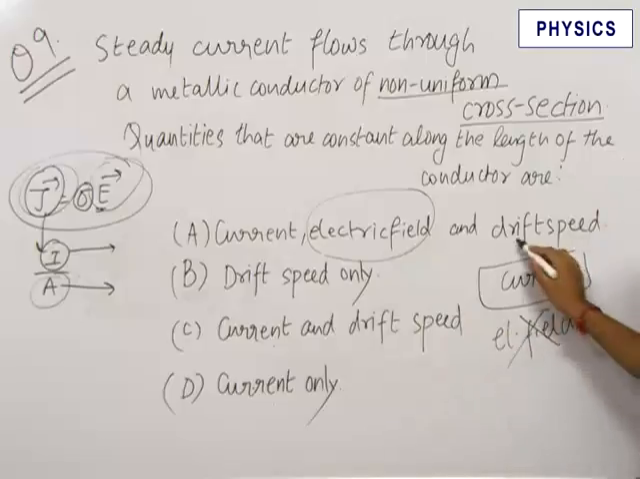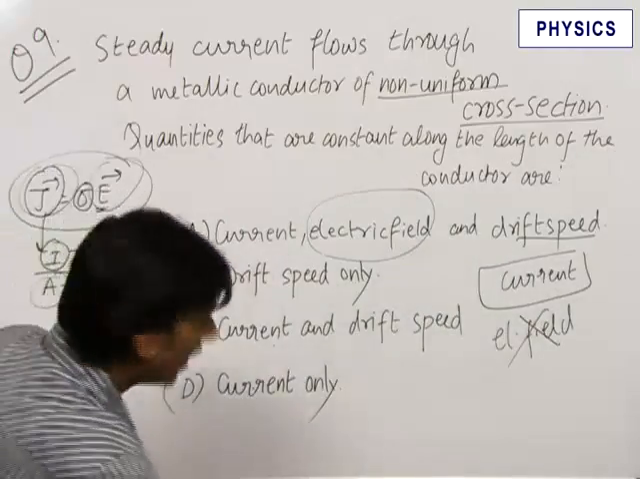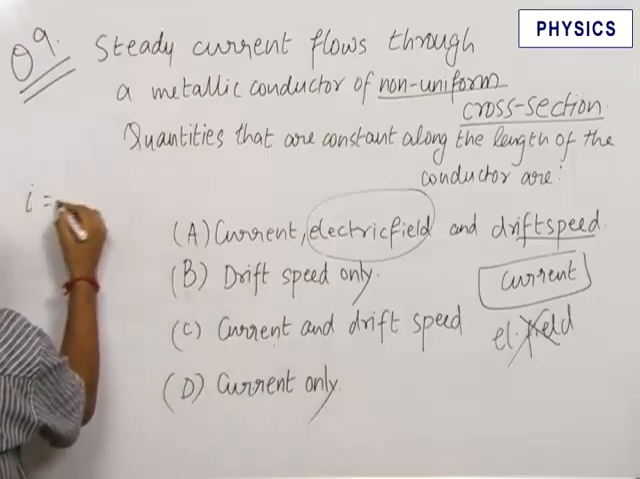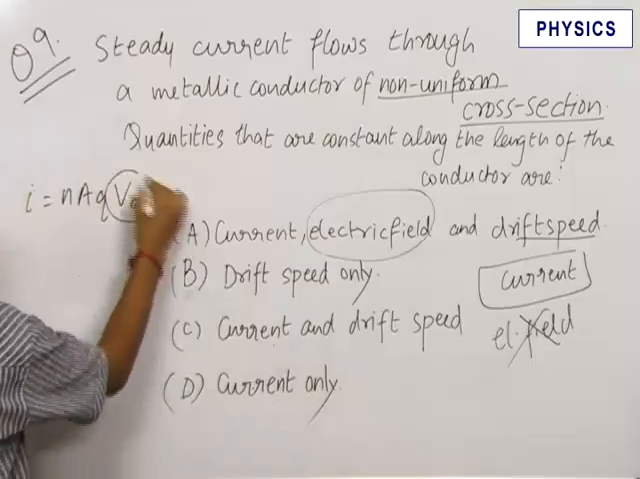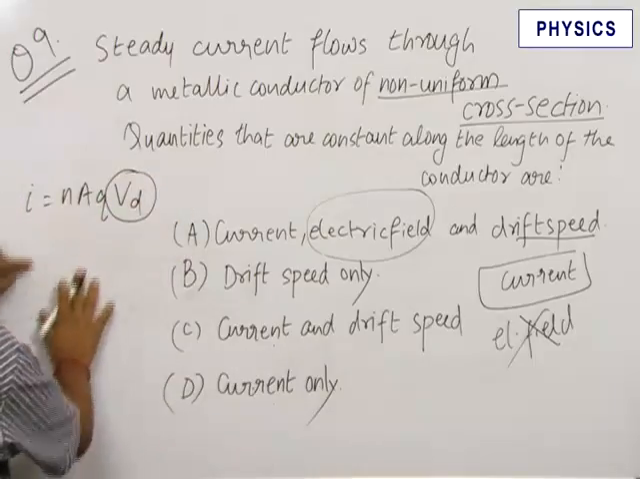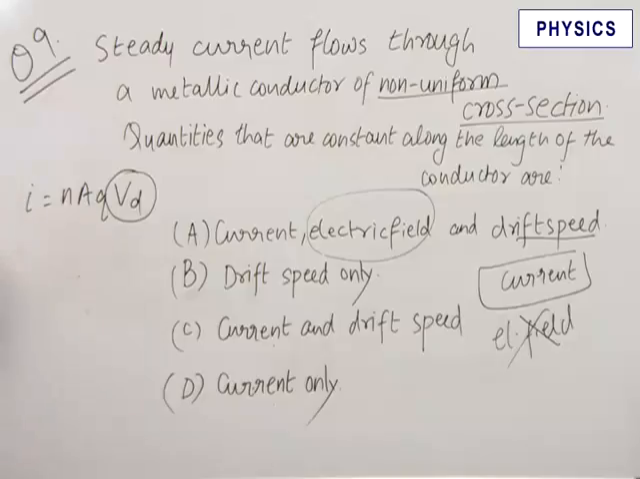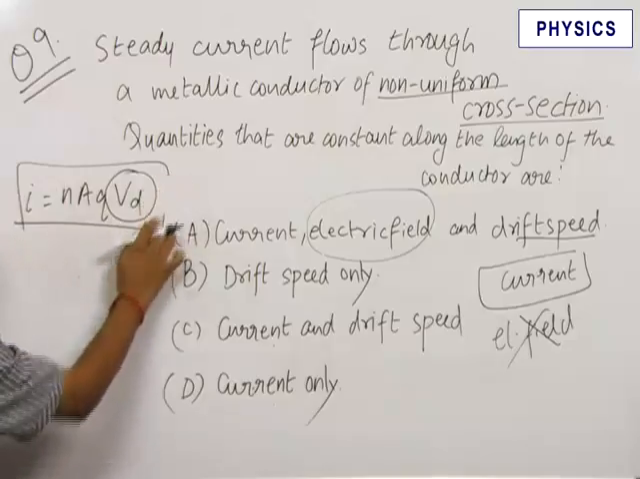Let us look at drift speed now. We know one formula for drift speed, that is, current in a wire is equal to N into A into Q into Vd, where Vd is the drift speed, Q is the charge, N is the number of free electrons per unit volume, I is the current, and A is the area of cross section. This is an important formula which you should also remember.